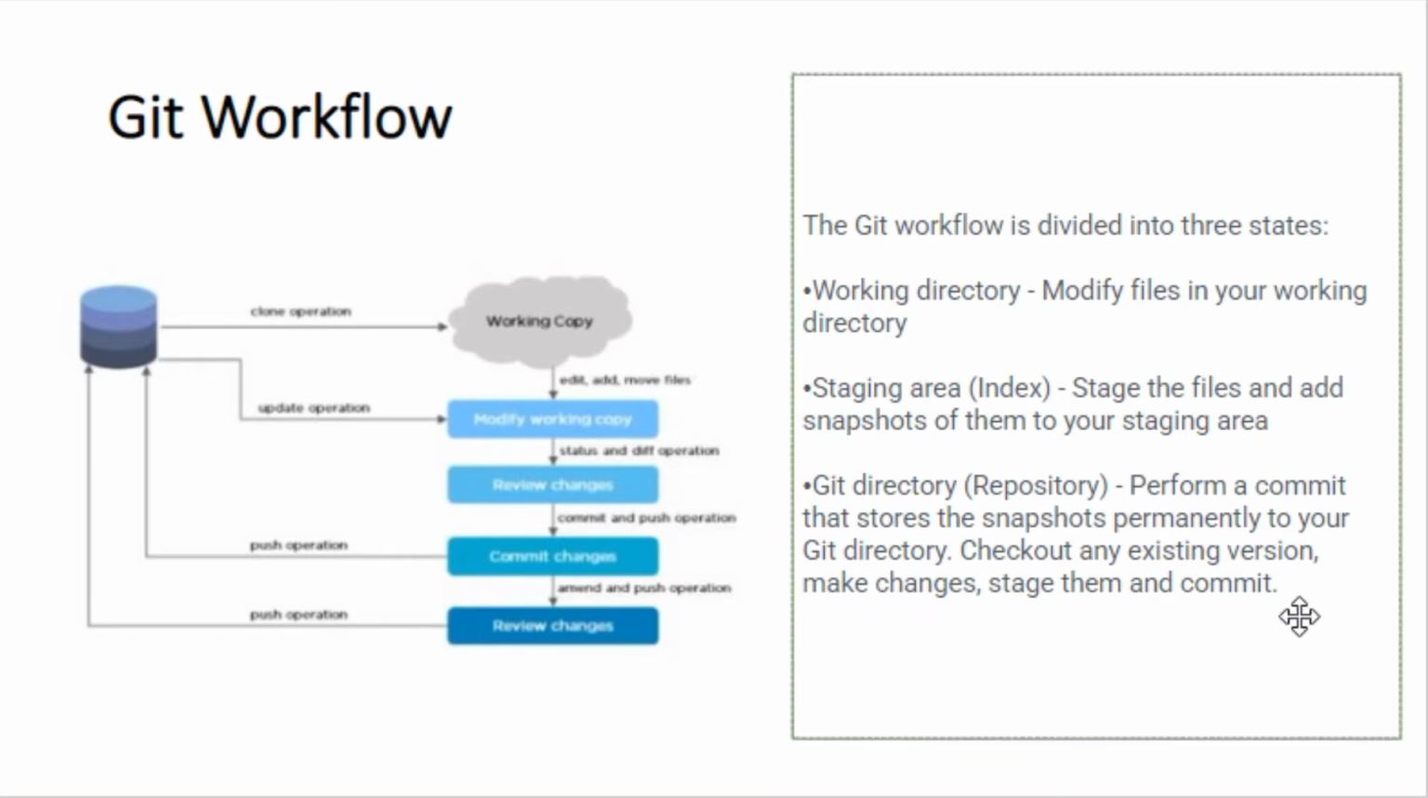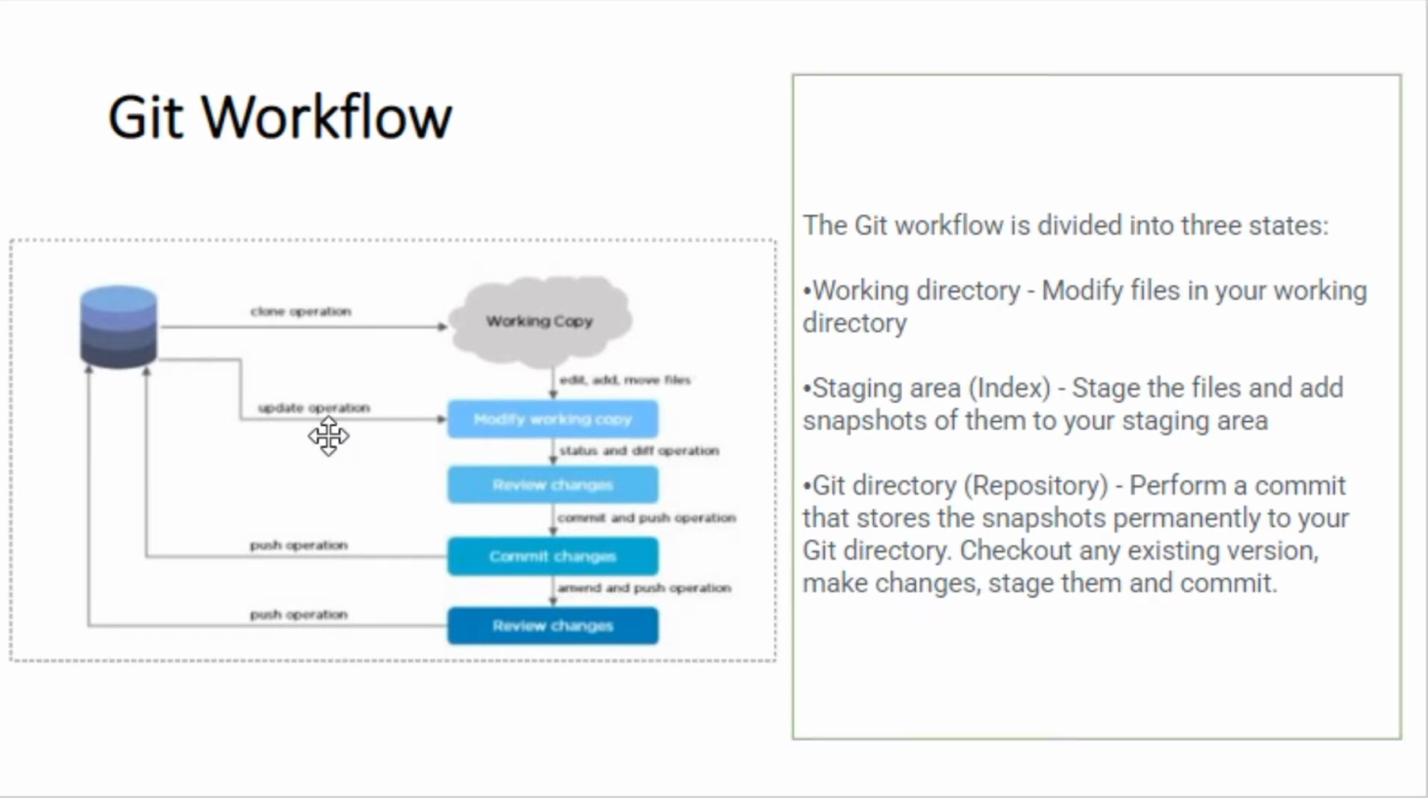So Git workflow works in three stages basically. If you see in this diagram, this is a central server, or central repository, we can call. From here we are doing a clone operation, and we get a working copy of this particular repository on our local machine. And here you are doing all the modifications, and after that you are going to review the changes and push them again to the central server. So this is how the Git workflow basically works.